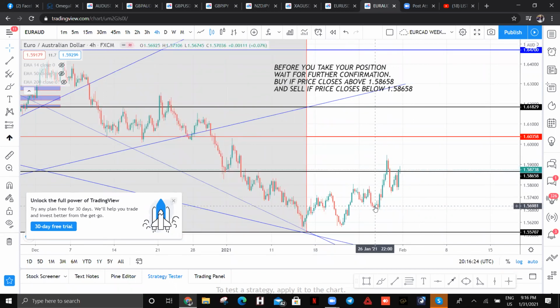Sorry, let me take water. The price came out and took us out. But from the look of things, price closed above the line that we actually expected, which is 1.58658. So if it closes above and the present candle closes above, buy to what? Let me edit it. Buy to.